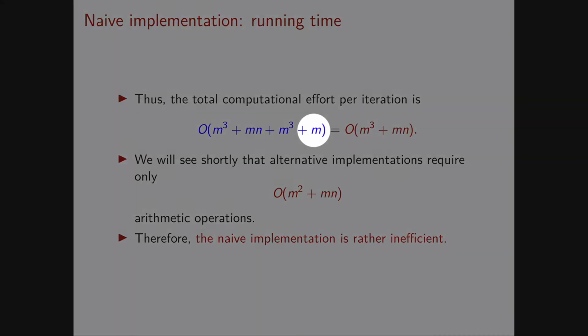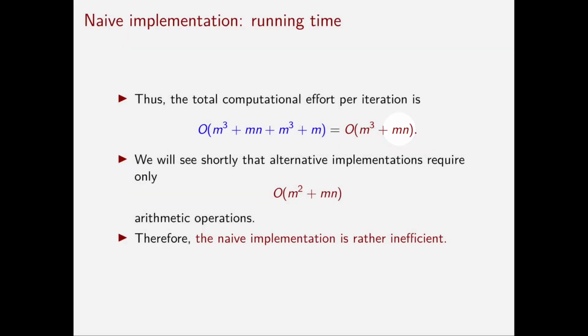Since m is in big O of m cube, this is simply big O of m cube plus mn. One of the great advantages of the naive implementation is that what we're doing is extremely clear from a geometric point of view. In fact, in the naive implementation, we have just followed our construction of the simplex method that was based from the very beginning on our geometric intuition. So the naive implementation is easy to follow and understand.